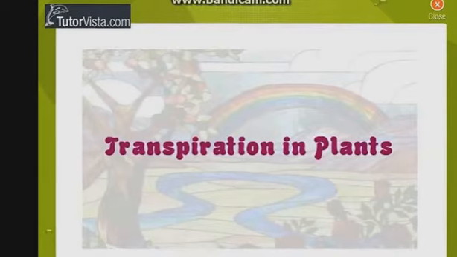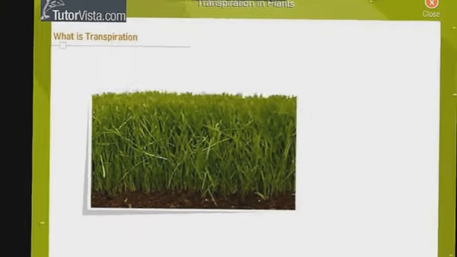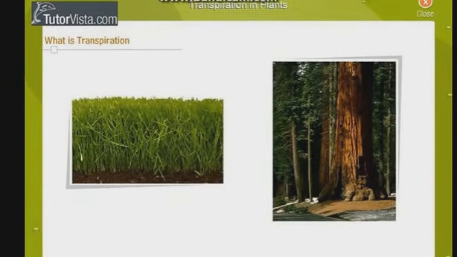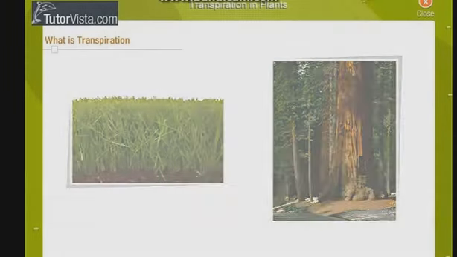Transpiration in plants. All plants, from the smallest weed to the tallest tree, which is several meters tall, need water. Plants are not mobile. How do they manage to get water right up to the tallest branch?